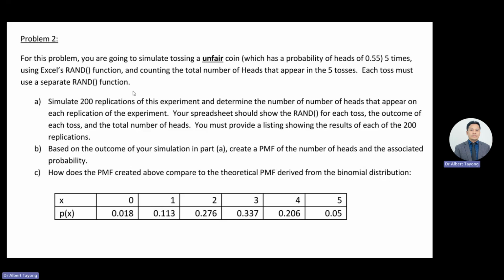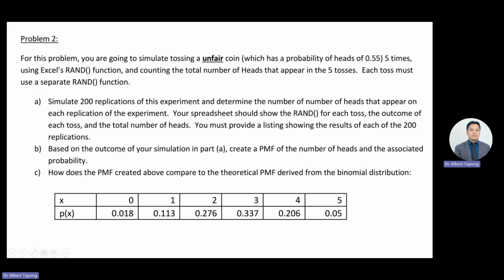So we're going to simulate 200 replications of this experiment and determine the number of heads that appear on each replication of the experiment. Your spreadsheet should show the RAND for each toss, the outcome of each toss, and the total number of heads. You must provide a listing showing the results of each of the 200 replications.